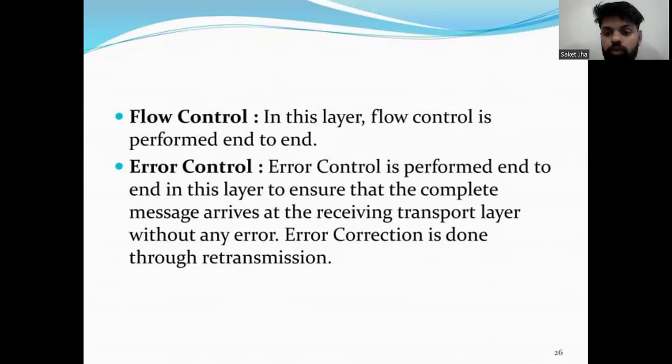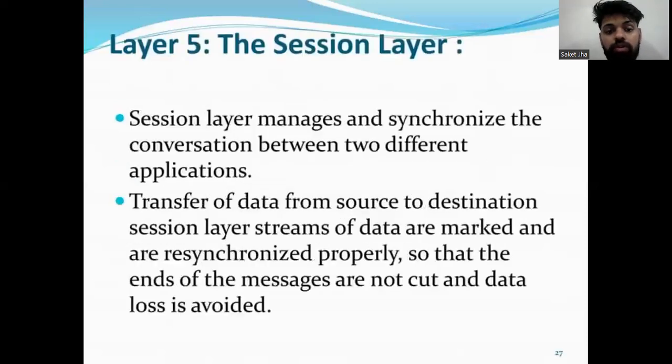Okay. So what it will check is, it will simply check that the complete message is received at the receiver end without any error. Error correction is done through retransmission. So what is the method? If we have detected an error, we will find a mechanism to correct it. So we will retransmit those segments or packets of data to correct the error.